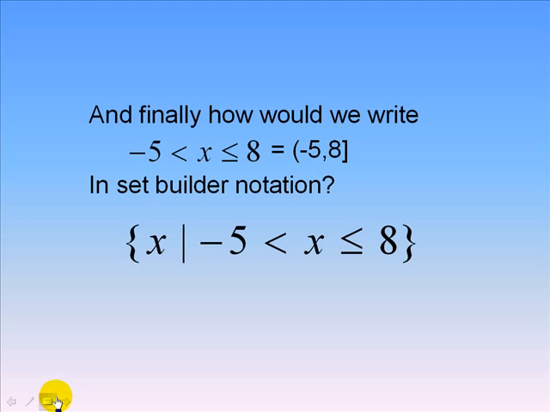And finally, how would we write the compound inequality negative 5 less than x less than or equal to 8, which again, in interval notation is open parenthesis negative 5, 8 with a square bracket closing it? So in set builder notation, pretty simple. It's the set of all x, such that, notice what's in here. What's in here is what we were supposed to graph. So it's already set up for us. We simply want x to be bigger than negative 5 and less than or equal to 8. Close it off with a curly bracket.